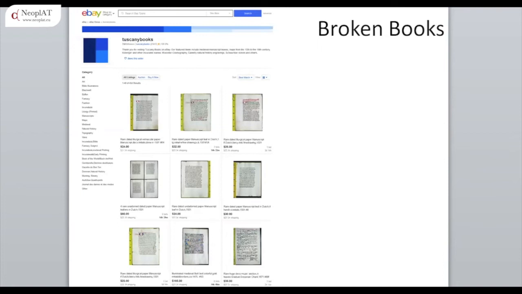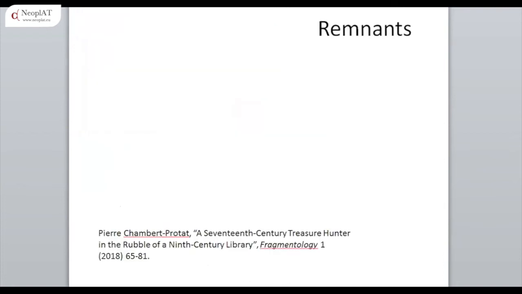So that's a major source. And finally, you have remnants. I'm sorry this slide didn't come out, but it doesn't really matter. It wasn't very pretty anyway.